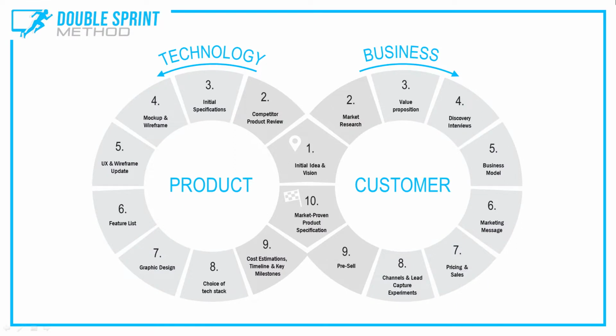So from the business perspective, customer is in the center. We need to know who our ideal customer is and what kind of solution, what kind of product we should build for our target customer. On the left-hand side, we have technology. Technology is tightly related to the product, to the software or to the online platform that you are willing to build. So the first step is to identify your initial idea and vision.